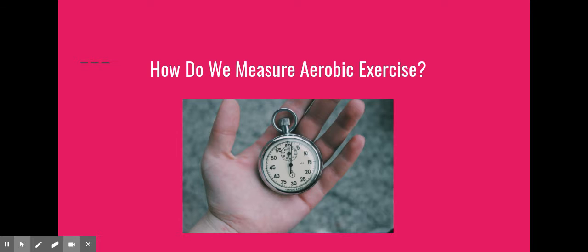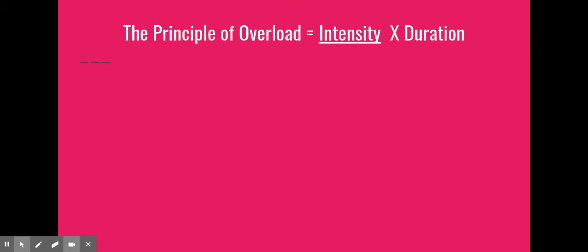So let's talk specifically about aerobic exercise. How do we measure aerobic exercise? Well, we first must look at what we call the principle of overload. And in the next lecture, we will talk more specifically about the principle of overload. But for now, what we will focus on is the equation, which is intensity times duration. Duration would be measured in minutes or seconds, laps, or miles.